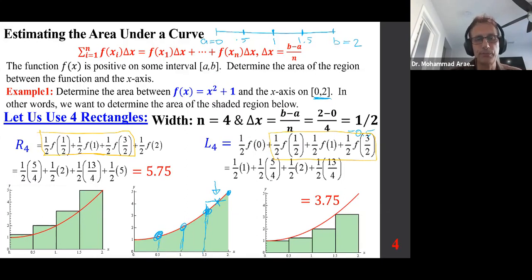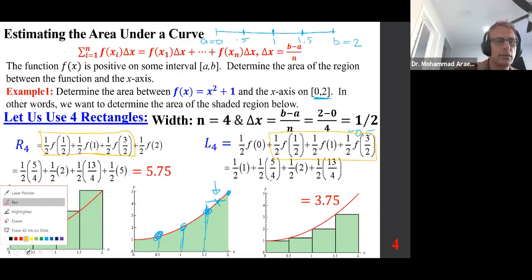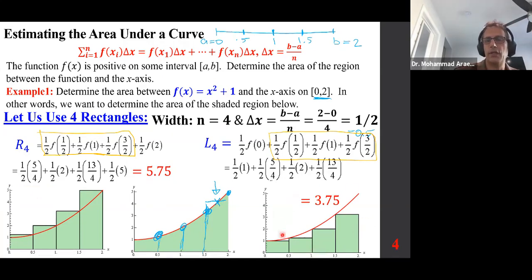What does it mean? As you can clearly see, over here, with the left endpoints, the area of the rectangles underestimates the actual area. In this case, for the right endpoints, they overestimate because of the nature of the graph, which is increasing. Therefore, the area is between the two numbers. We may not have the actual area, but we have some idea as to the interval for the area.